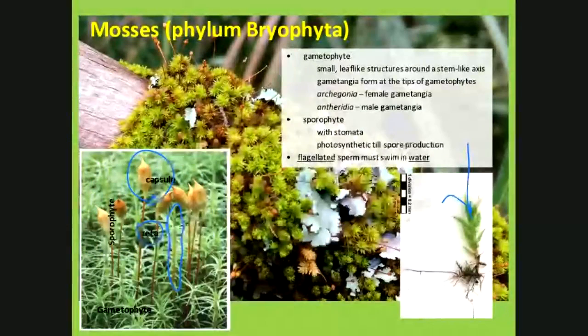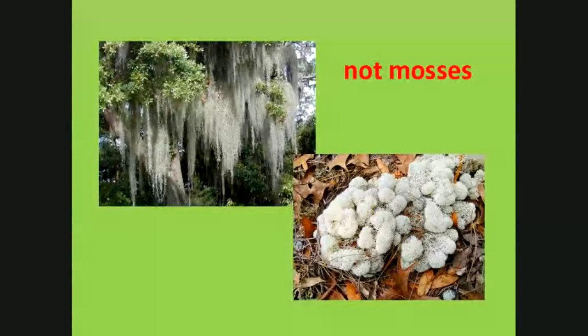Okay. Remember, these are not mosses, right? The one in the upper left is Spanish moss. It's not a moss. It's a flowering plant. And the one in the lower right is not even a plant. It's actually a lichen. We talked about lichens, reindeer moss, which I think is kind of a funny name for stuff that grows in Florida. Also deer moss, even deer lichen. But don't put those in your field notebooks as mosses. They're not mosses.